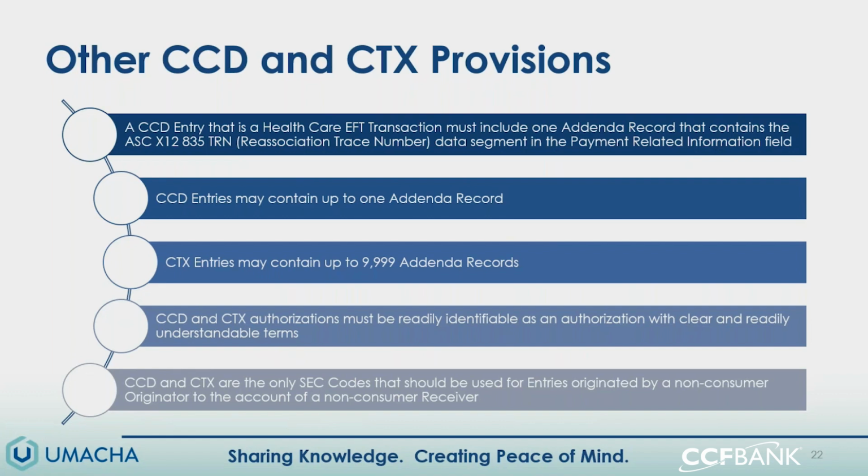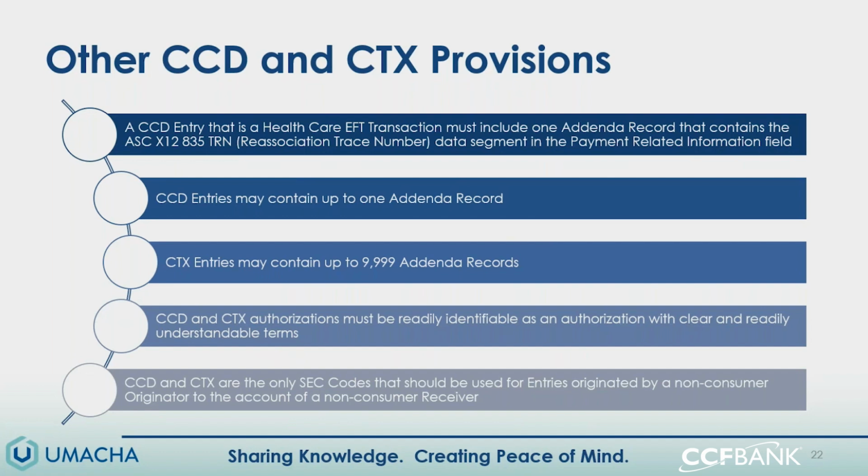All right, jumping down to that fourth bullet point here, CCD and CTX authorizations need to be readily identifiable as an authorization, need to have clear and readily understandable terms. But like we said, it could be part of another agreement. It could be part of a contract between the two businesses. But it does need to say, this is an ACH authorization. You need to be able to look at it, understand the terms of what's going on, and that it is truly an ACH authorization.